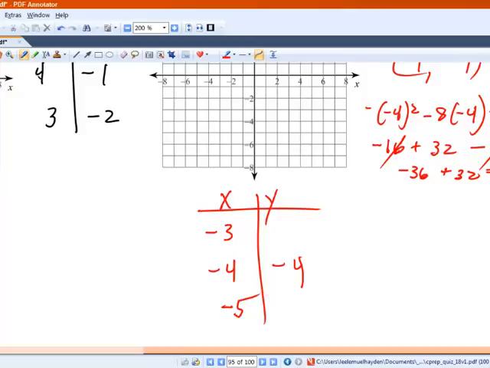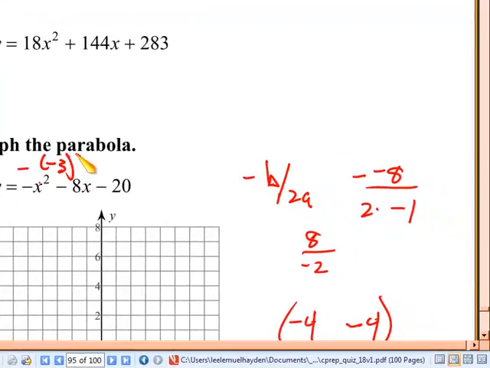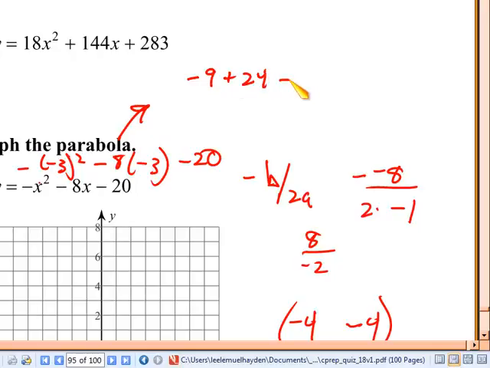All right, now to find the y-coordinate, I take the negative 3, and I substitute it back in for x in the original equation. So I get negative 3 squared minus 8 times negative 3 minus 20. So this is going to give me negative 9 plus 24 minus 20. That's negative 29 plus 24, which gives me negative 5.